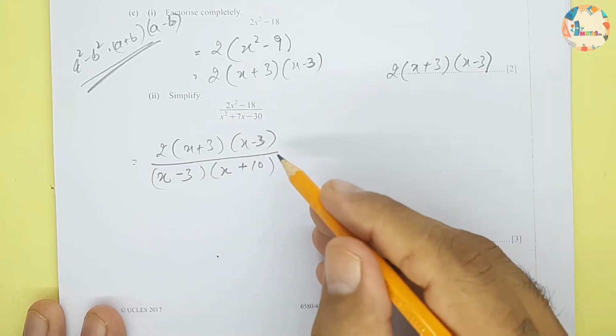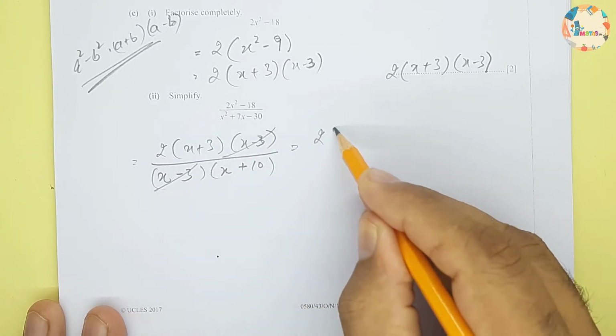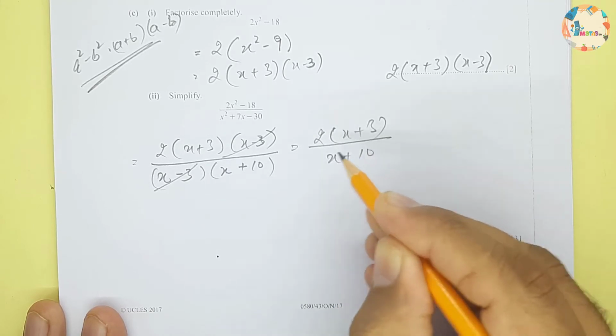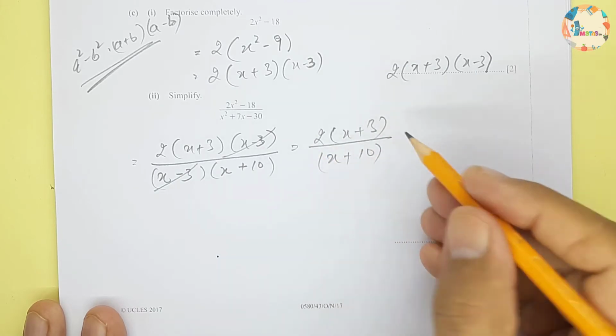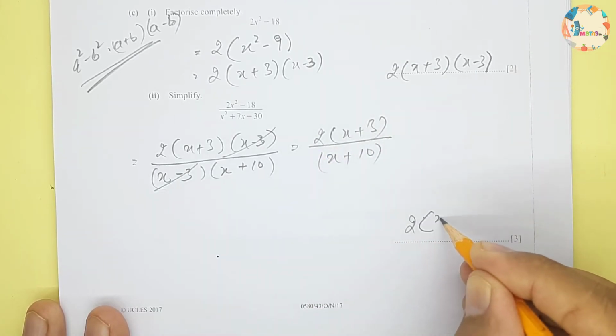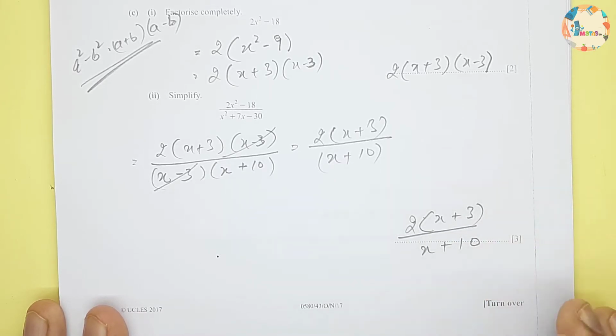Yeah. So now we can cancel this one and this one. Our answer will be 2 into x plus 3 over x plus 10. Hopefully you got this. So this can be answer, or you can multiply this. So I'm writing as it is, 2 into x plus 3 over x plus 10.